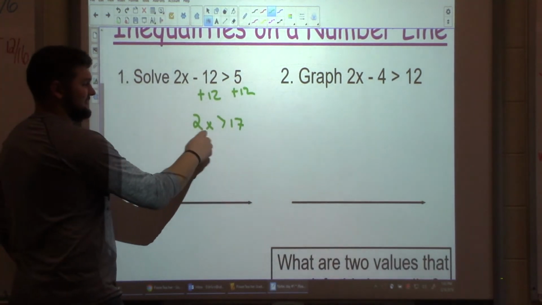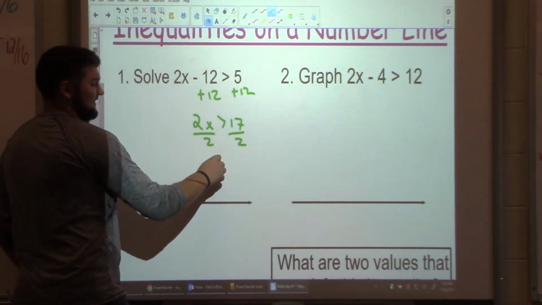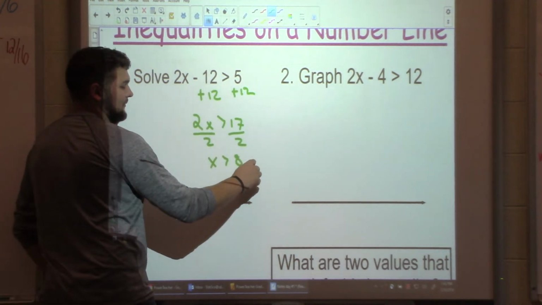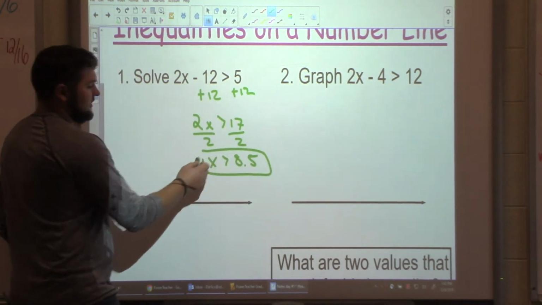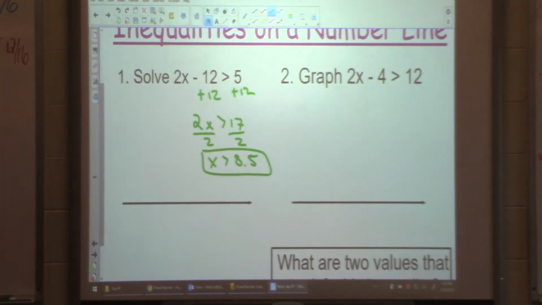Divide by 2. Divide by 2. X is greater than 8.5. Good. That is my inequality. I've officially solved it, so I need to graph it.